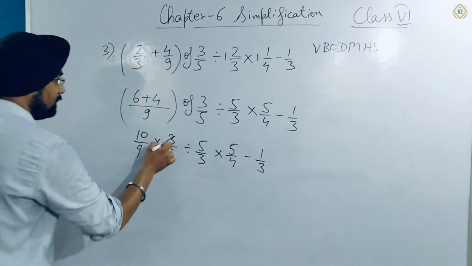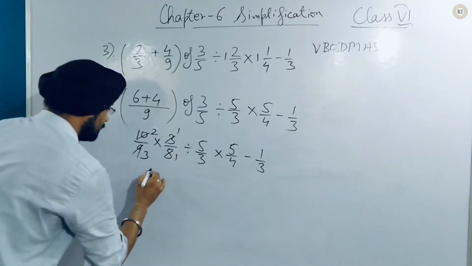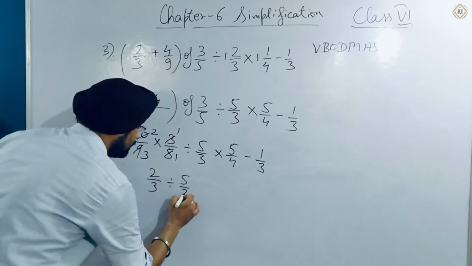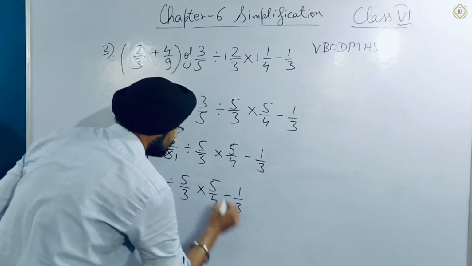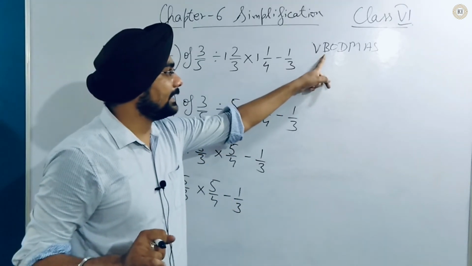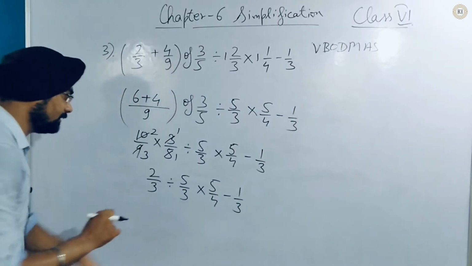So 3 1s are 3, 3 3s are 9, 5 1s are 5, 5 2s are 10, 2 1s are 2, 3 1s are 3. Divide 5 by 3, multiply 5 by 4 minus 1 by 3. Now we have solved this bracket of. Now the next part is our division. We are going to solve this part now.